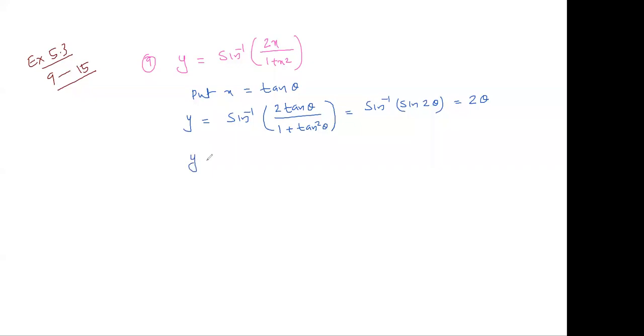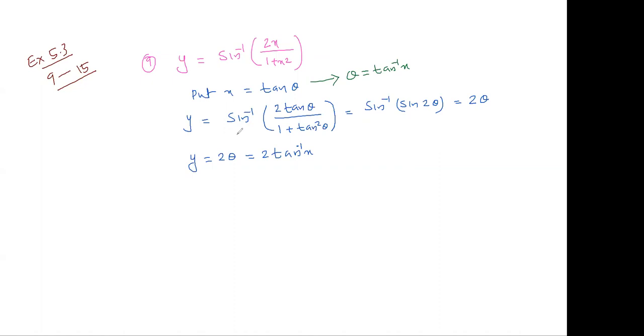That means you get y is equal to 2 theta. Since x is equal to tan theta, theta is equal to tan inverse x. So y is equal to 2 tan inverse x. You have simplified such a big function to y is equal to 2 tan inverse x. Look, if you go for the direct chain rule, it would take a long time. First, the derivative of sine inverse x is 1 by root 1 minus x square, but you have to multiply by the derivative of 2x by 1 plus x square, then apply the quotient rule there. So it is getting lengthy.